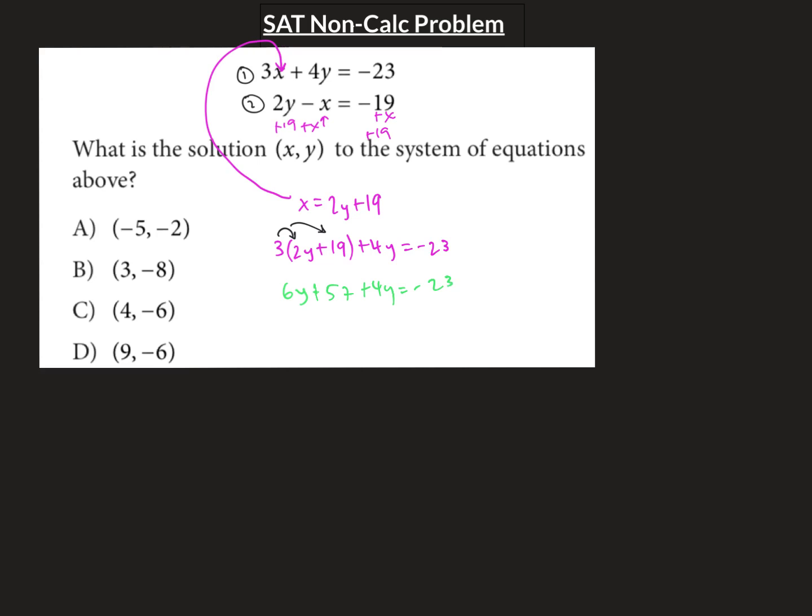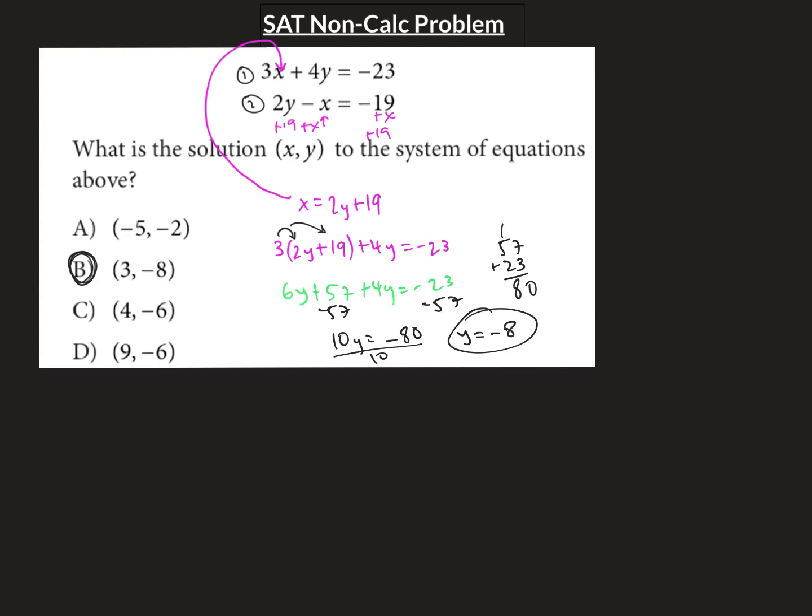And then we add like terms. So first we bring over this 57 to this side. And then we get 10y is equal to 57 plus 23 is 80. So this becomes negative 80 because negative plus negative becomes a negative in the end here. And then we divide both sides by 10, and get y is equal to negative 8. And now that we have y equal to negative 8, we know our answer choice is B.